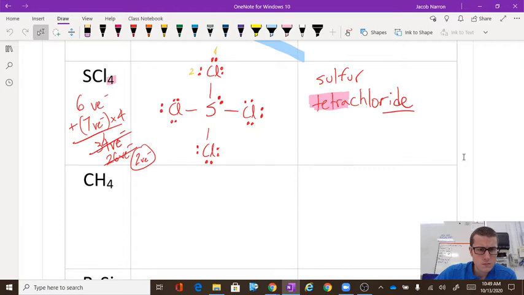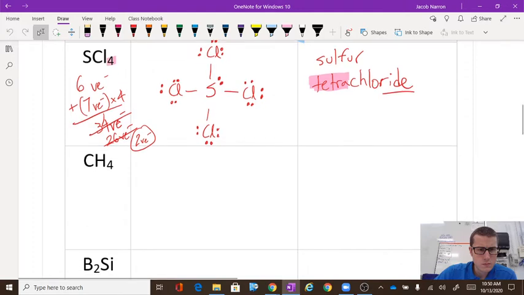2, 4. Always check. Remember, we had 34 valence electrons to start with, so I'm just going to make sure I got them all. 2, 4, 6, 8, 10, 12, 14, 16, 18, 20, 22, 24, 26, 28, 30, 32, 34. Yep, everything's accounted for. Another thing that you can look for when you do this is make sure that each of your elements that's supposed to have 8 has 8, and each of your elements supposed to have a different amount has a different amount. So I can go through and I can say, yep, each chlorine has 8 out of 8, sulfur has 10, and that is okay because it has an expanded octet.